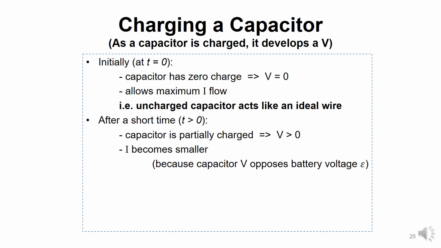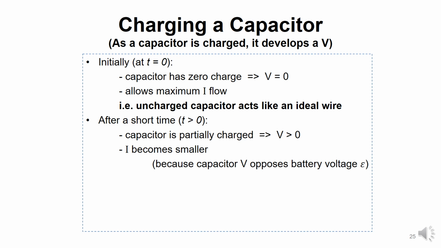Let's look at the next bullet point. What happens after a short time? Let's call it t is more than 0. It has been a short time since you connected the switch. Now the capacitor has some charge built up on it. There has been some charge accumulated on the capacitor plates, so it has developed some voltage, V.